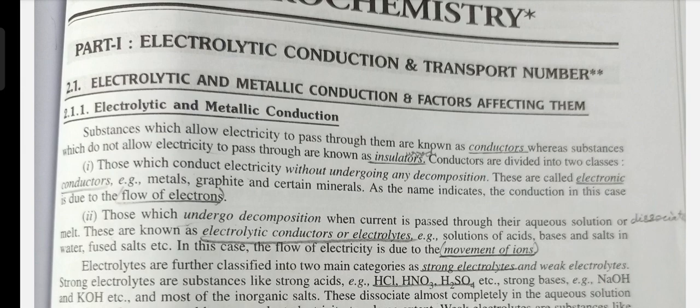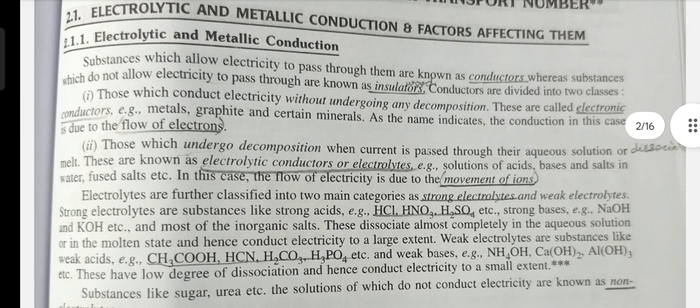Electrolytic and metallic conduction. Substances which allow electricity to pass through them are known as conductors, whereas substances which do not allow electricity to pass through are known as insulators. Conductors are divided into two classes. Number 1, those which conduct electricity without undergoing any decomposition. These are called electronic conductors. Examples: metals, graphite and certain minerals. As the name indicates, the conduction in this case is due to the flow of electrons.